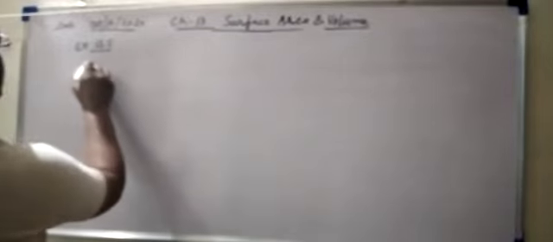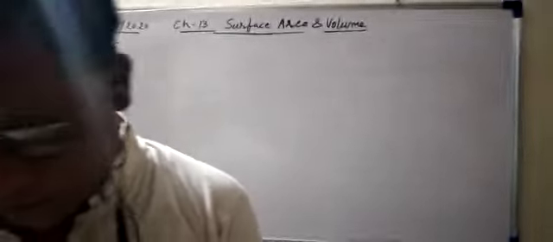Come to the another question, that is 7. We have a godown in which we have to put some wooden crates. The dimension of godown is 40, 25 and 15 meter. So volume of godown.